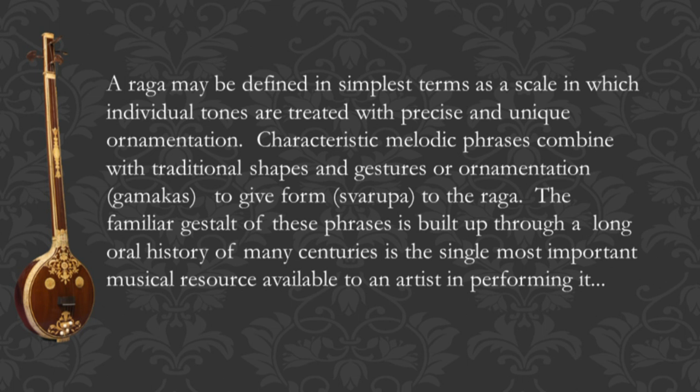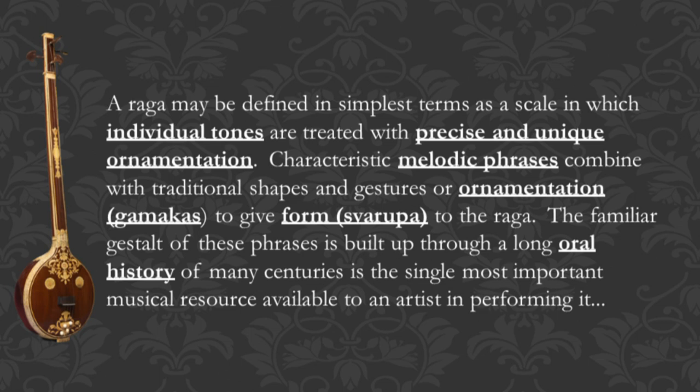Now there are a few key words here. The key words then are tones or swaras, ornamentation or gamakas, melodic phrases, raga swarupa, gestalt of phrases, and oral tradition. We will take up one by one each of these key words and try to explore this. Now, before going on to the first keyword, it is important also to note what words are not used here.